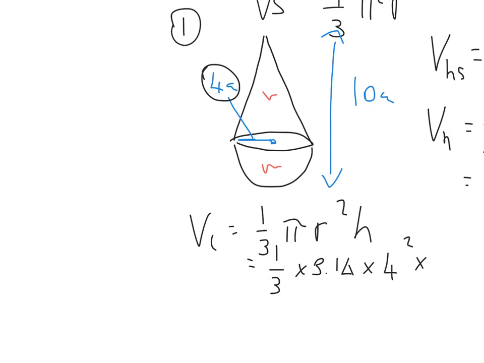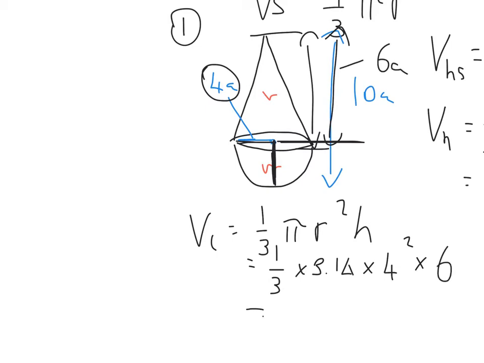The height of the full shape is 10, but the height of the cone, as you can see, is not 10. So the height of the cone is from here to here. Well, if the radius is 4 here, it must be 4 here. So 4 from 10 means that the height of the cone is given by 6 centimeters. So put that into the calculator. That will give me 100.48 cubic centimeters.